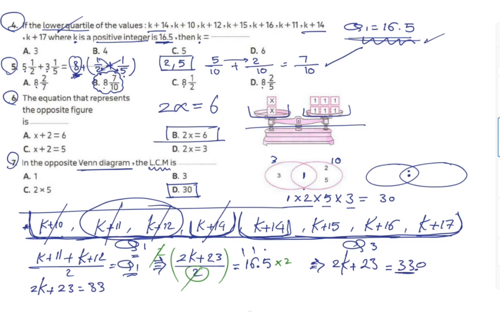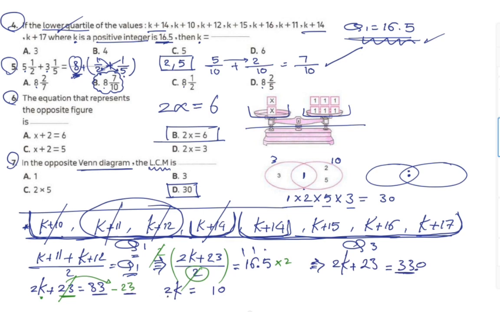I need to continue solving this problem. I need to find the value of k, right? Now send this 23 to the other side. How? By a negative sign. So let's continue. Now I have 2k, just 2k, equals 33 minus 23. 3 minus 3 equals 0. 3 minus 2 equals 1. Okay, now you have 2k equals 10.